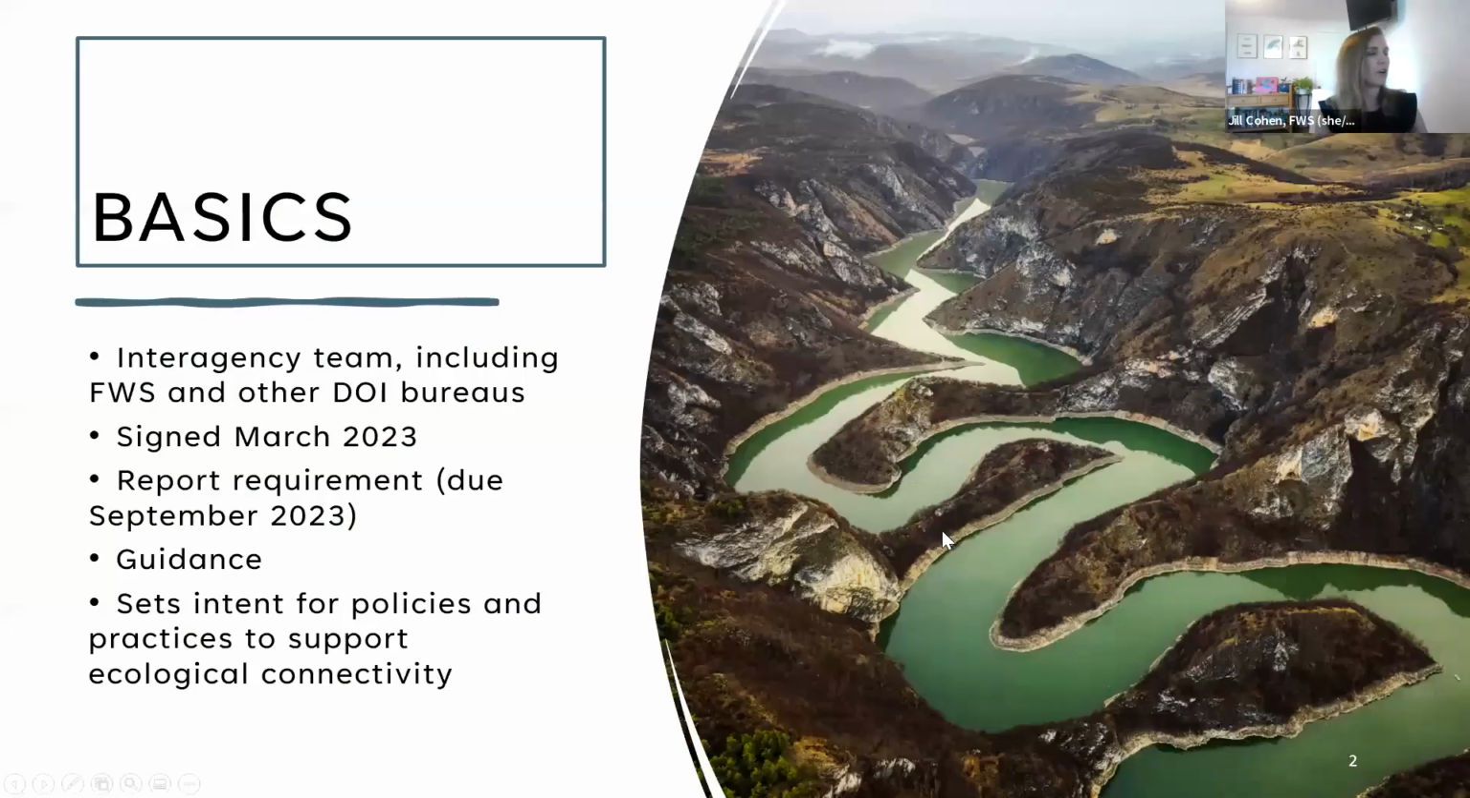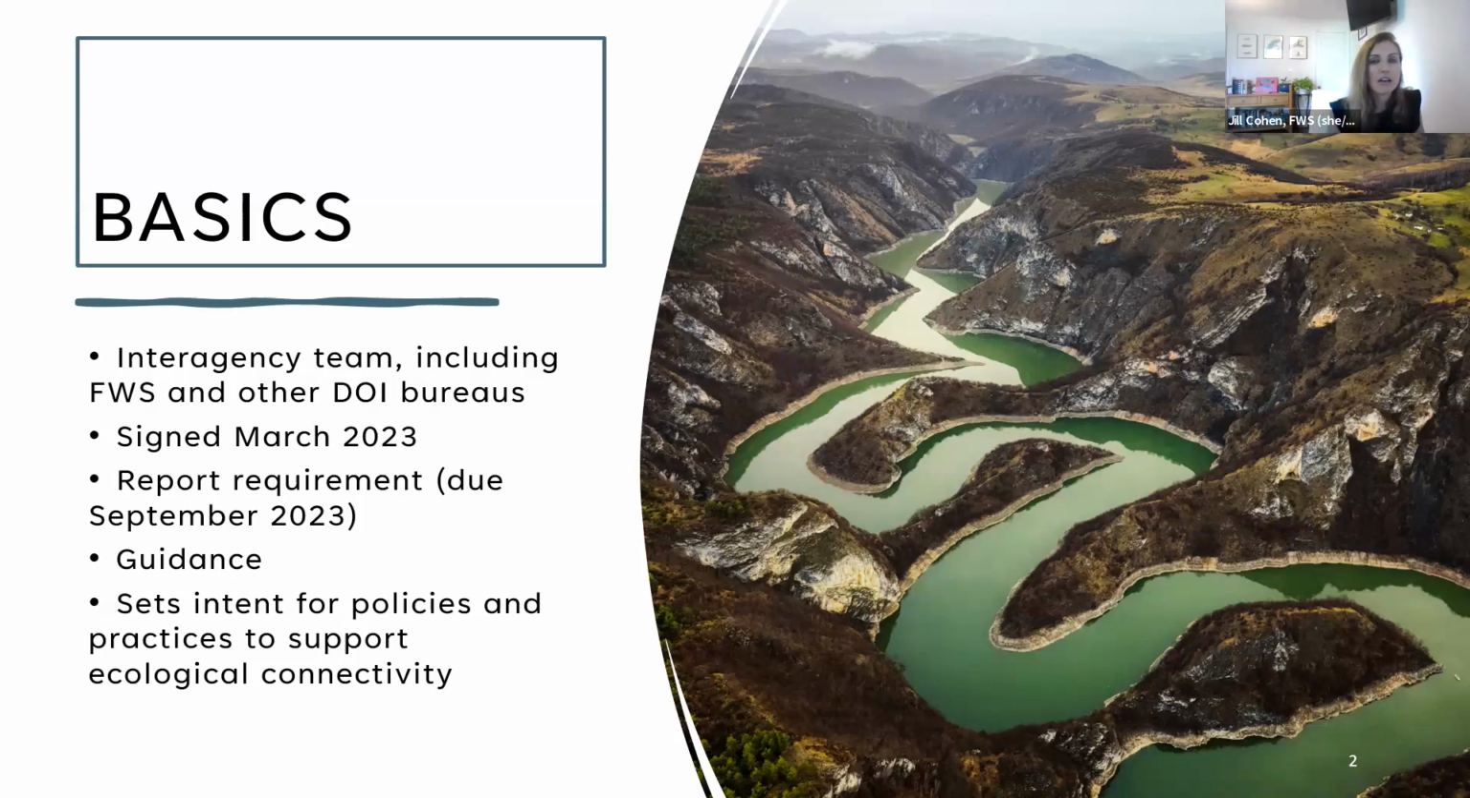So a few basics to start. This was developed through an interagency team that was assembled by CEQ, and it included representatives from the Fish and Wildlife Service, as well as other Department of Interior bureaus. There was also staff from NOAA involved, Department of Transportation, et cetera. If you're interested, I could get you a more complete list. It was signed in March of 2023, and it debuted as part of a White House celebration called Conservation Day. So this was a marquee presidential level accomplishment that was celebrated earlier this year.